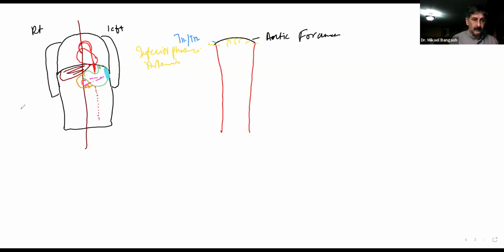But let's not talk about those anymore because we got an important structure to talk about. And that's going to be the first important branch of our abdominal aorta, which is going to be the celiac trunk.